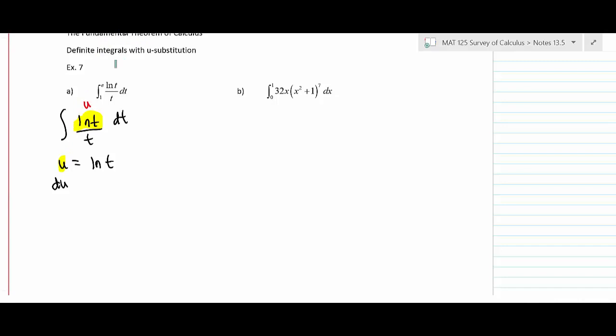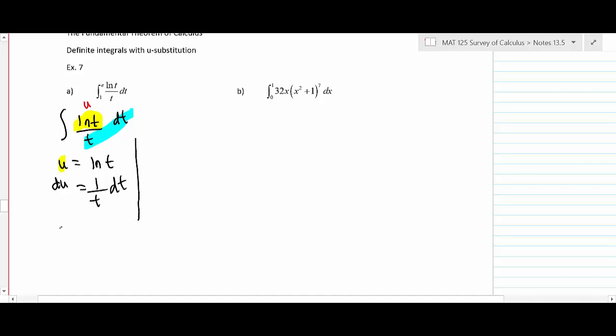Okay, what's left over? 1 over t dt, right? What is the derivative of ln t? 1 over t dt. That's what we want. Okay, that's your u substitution. See, if you do it the wrong way, you're going to get stuck. So if you set it equal to 1 over t like you're thinking, you just get stuck. Even the derivative would be way different than what's left.